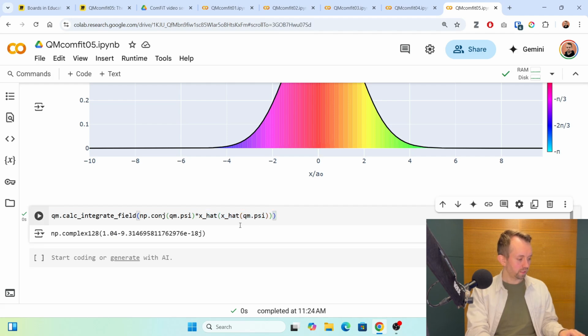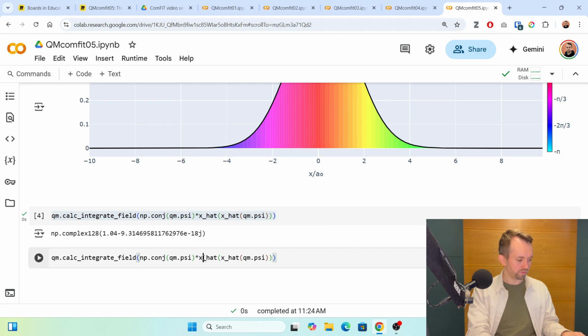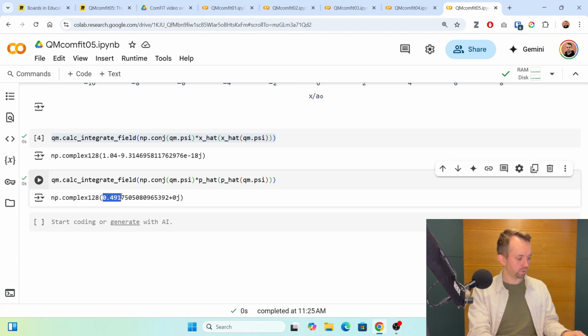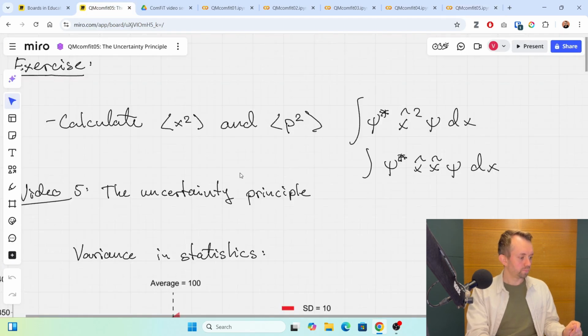And then, of course, to calculate p squared, the calculation is the same. We just need to replace these two operators by p hat instead of x hat, and then we get something else, which is 0.49, blah, blah, blah. Okay.